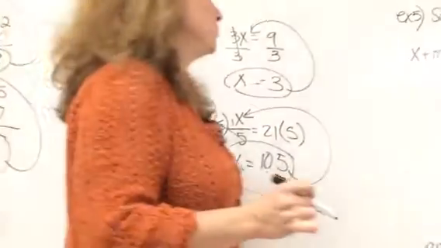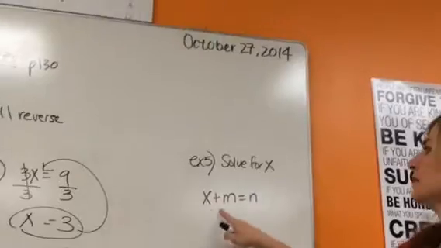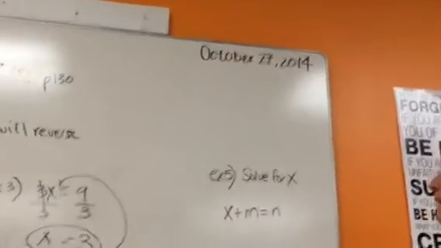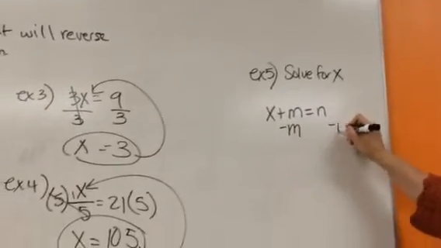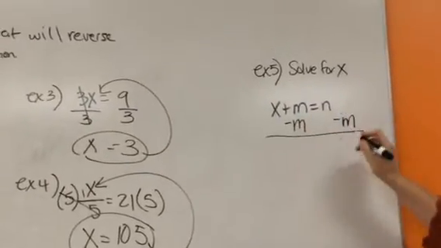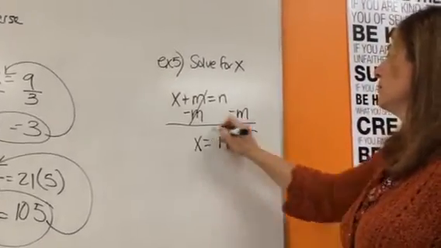Okay, my last one over here: solve for x when we're using strictly variables. So I have x plus m equals n, to solve for x. Let's get the x alone by doing the inverse operation. I can't combine n and m. Those cancel, and I get x equals n minus m.